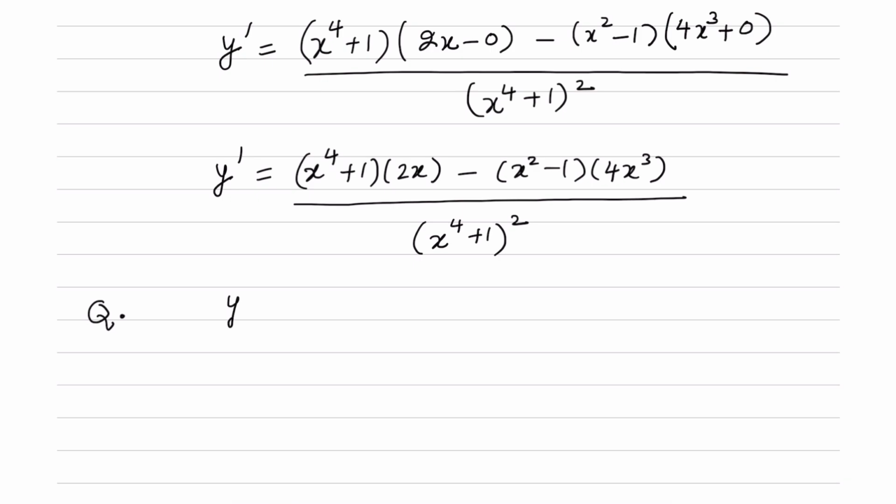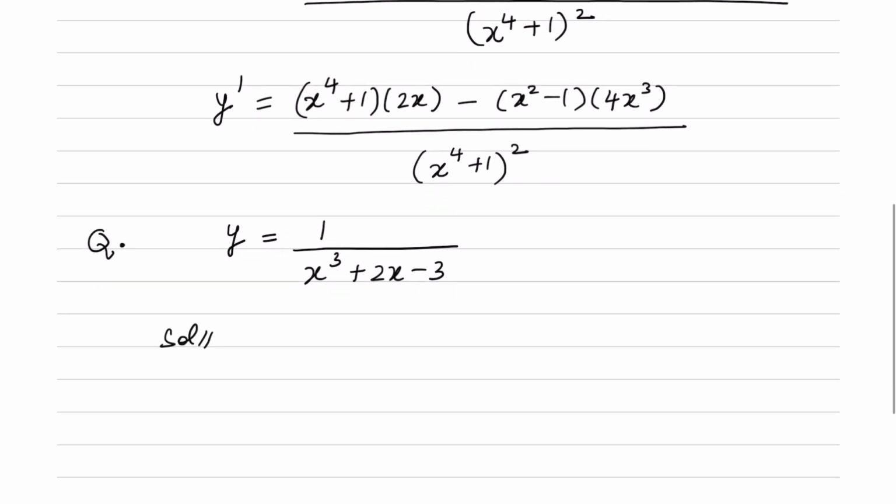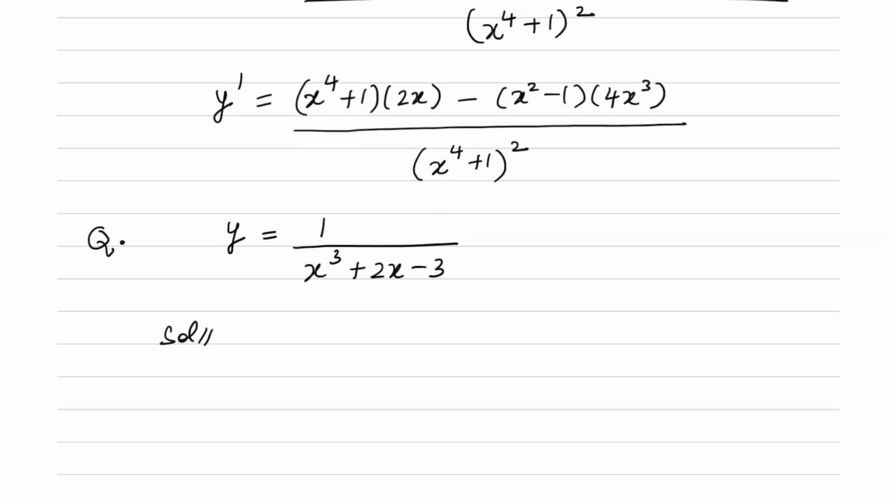We have y equal to 1 over x cube plus 2x minus 3. You can look at y that it is given in the form 1 over some expression, or it's in the form something by something, or it's in the fractional form. So whenever we have a form of y like this, we can apply the quotient rule of derivative.